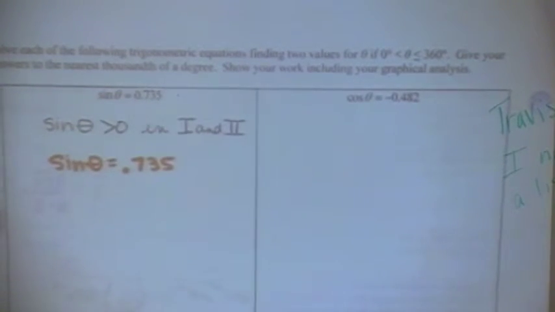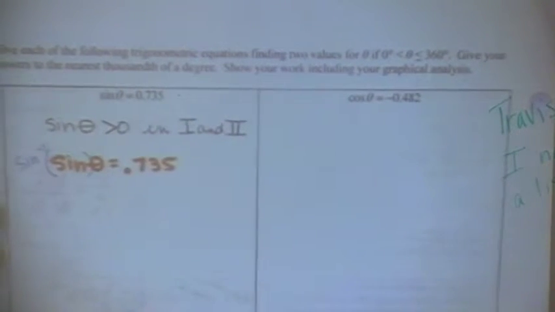Sine theta is greater than 0 in quadrant 1 and 2. So they gave me sine theta equals 0.735. I need to isolate theta, get theta by itself. So in order to do that, I arc sine the left, because that'll cancel out sine, which means you have to arc sine the right.